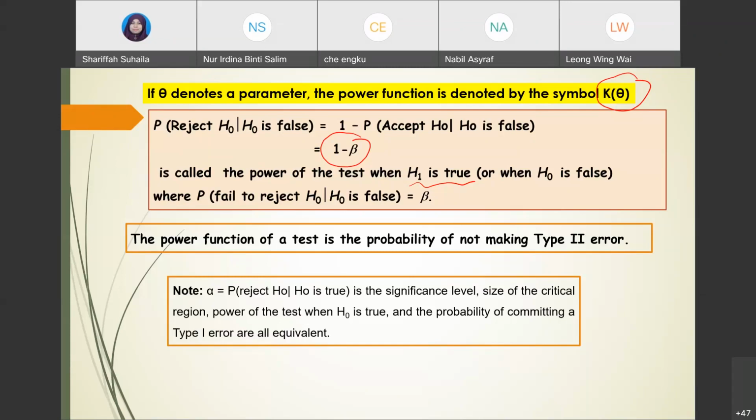Okay, so alpha ni in terms of apa dia? Definition dia ya. Alpha ni sama juga probability of rejecting H0 when H0 is true. It is also the significant level, size of the critical region, for example Z alpha, T alpha, power of the test when H0 is true, and also probability of committing a type 1 error. So maksud semua ni sama, which is your alpha. So there are several definitions. Alpha is your significant level. Alpha is the size of the critical region. Alpha is the power of the test when H0 is true. And alpha is also the probability of committing type 1 error.